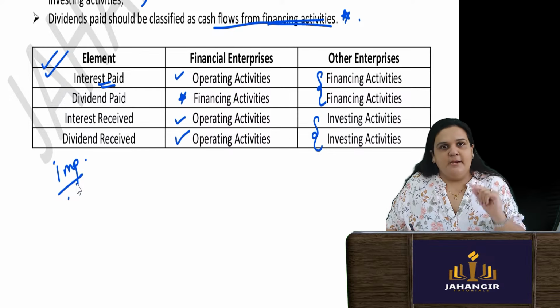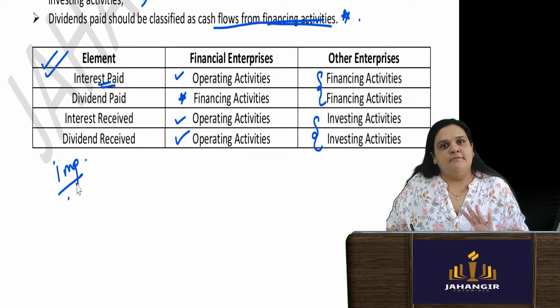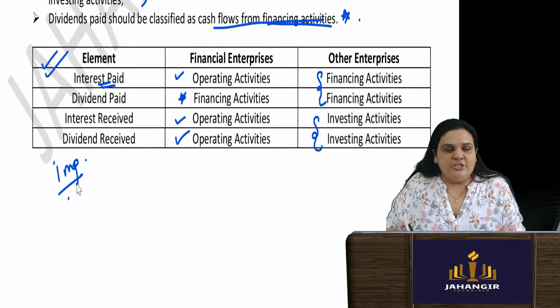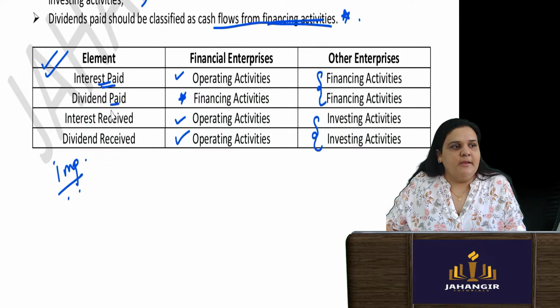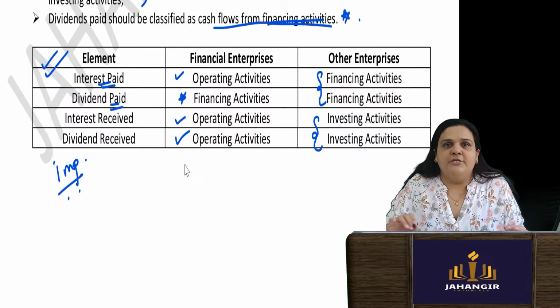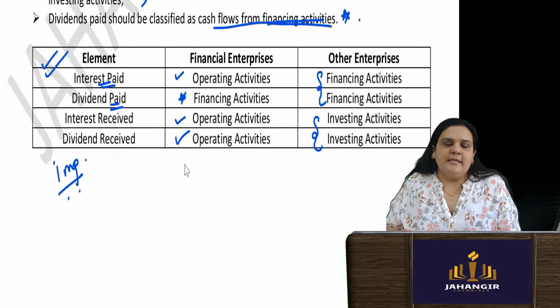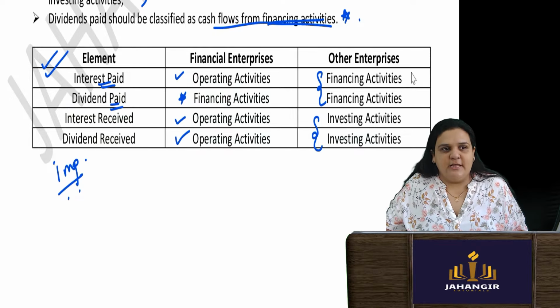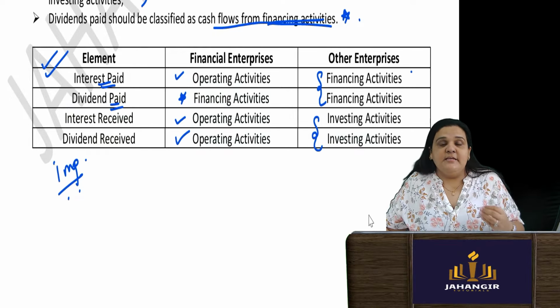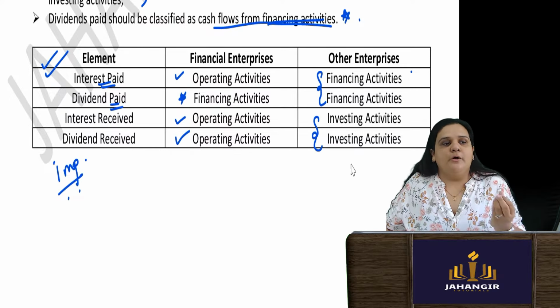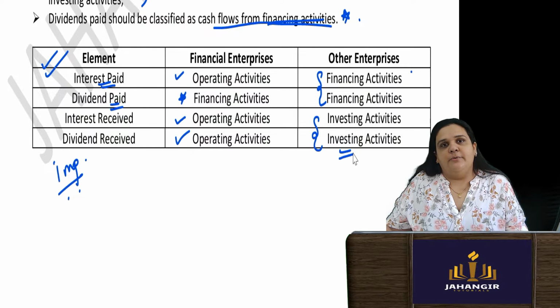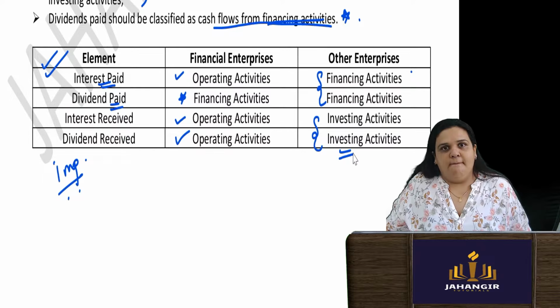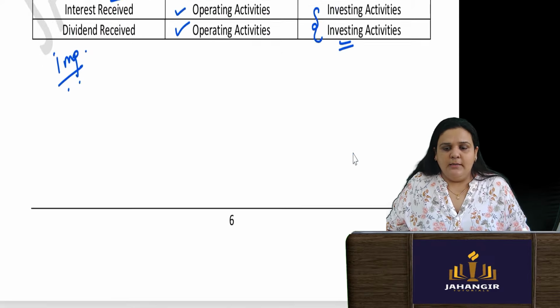Interest paid and received, dividend paid and received: there are four elements. Interest paid, interest received, dividend paid, dividend received. If it is a financial enterprise, except dividend paid, everything will be in operations. But if it is any other enterprise, interest paid and dividend paid will be financing activity. Interest received and dividend received will be due to your investment-related activities in another organization. Right?